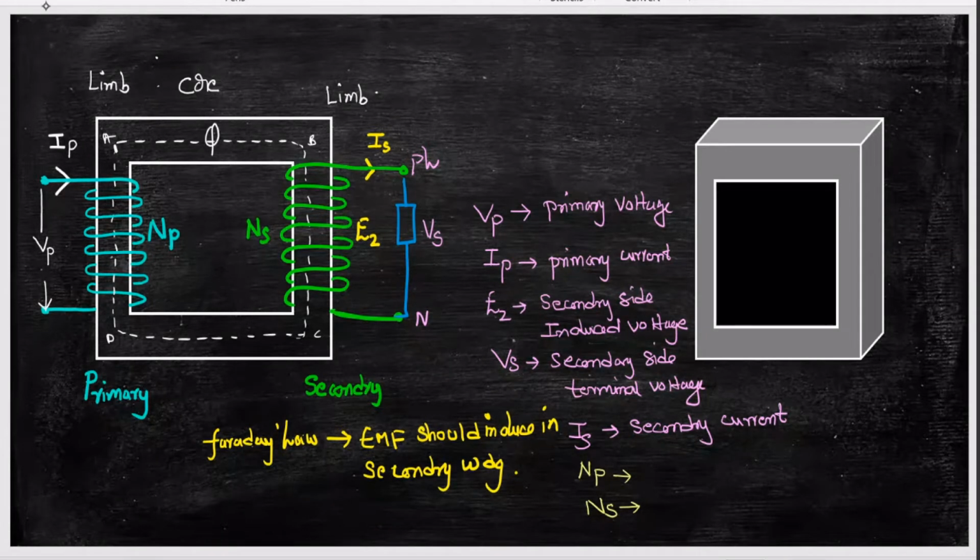This path is provided by the iron piece and it will link with the NS number of conductors, where NS is the number of turns on the secondary side, and E2 is induced in the secondary winding according to Faraday's law. Now if you connect a load, then IS is the current drawn from this winding, and this current will go into the load, and VS is the voltage across this load.